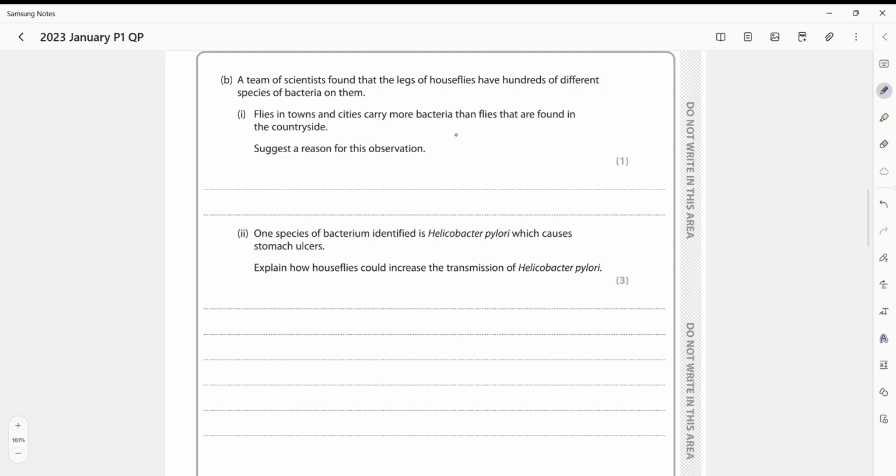So we can say this is because they are more crowded and would tend to have more sewage.